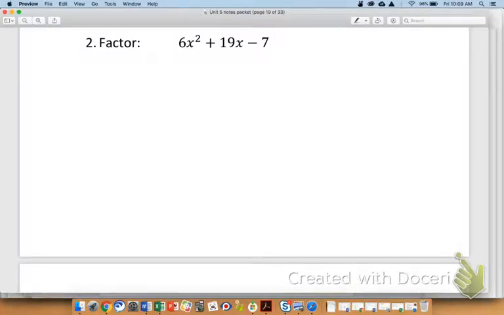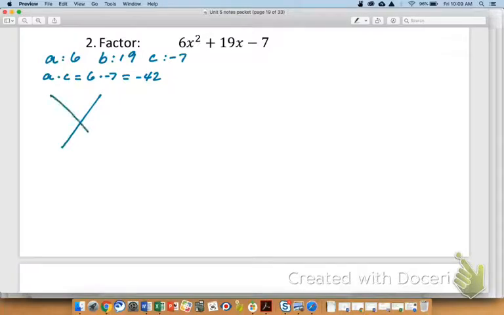Okay, so number 2, let's notice that it is in descending order right now. And so we are going to identify our A, B, and C. So A is 6, B is 19, and C is negative 7. All right, so my first step now is to figure out A times C. So A times C would be 6 times negative 7, which is negative 42. Okay, so you can tell this one's going to get a little tougher just because the numbers are a little bit bigger. But if we stay true to our method here, we should be in good shape. So negative 42 goes up here, 19 goes down there.